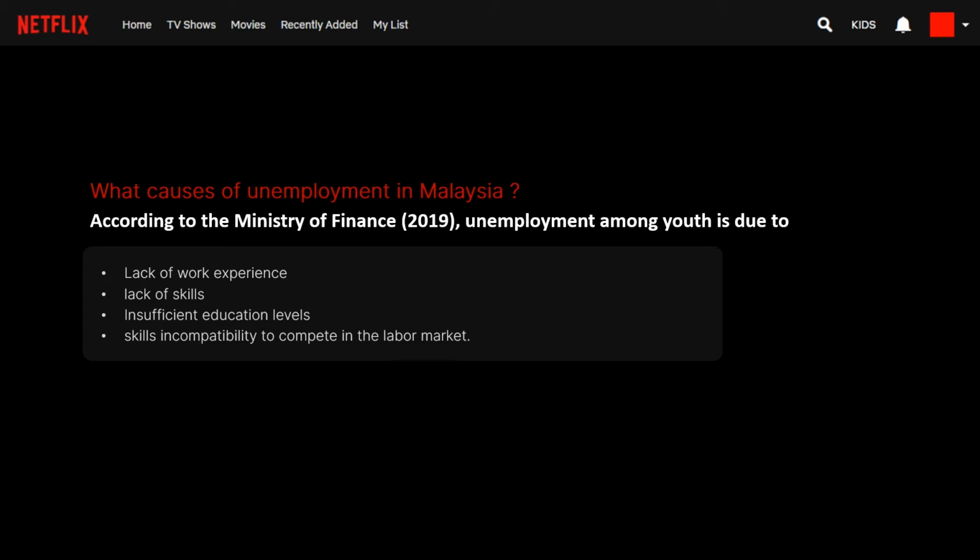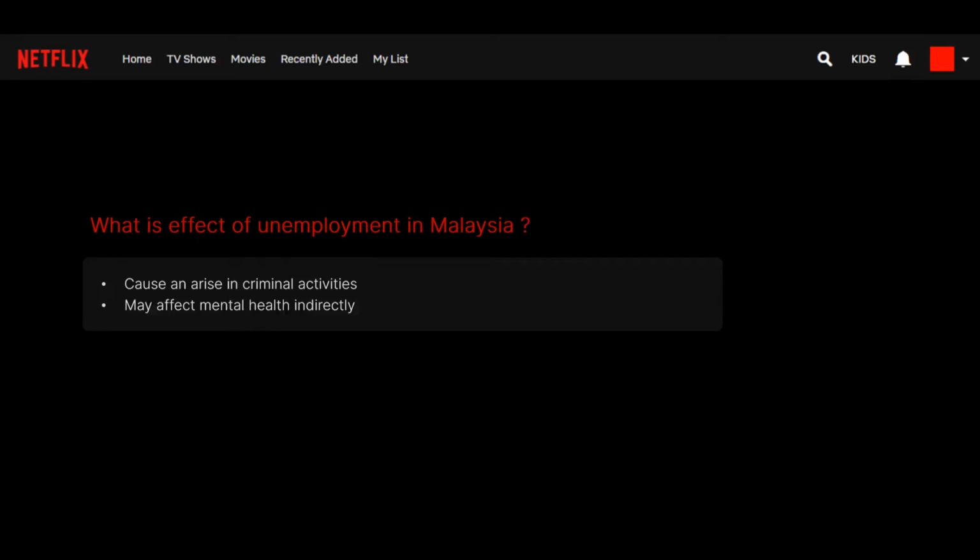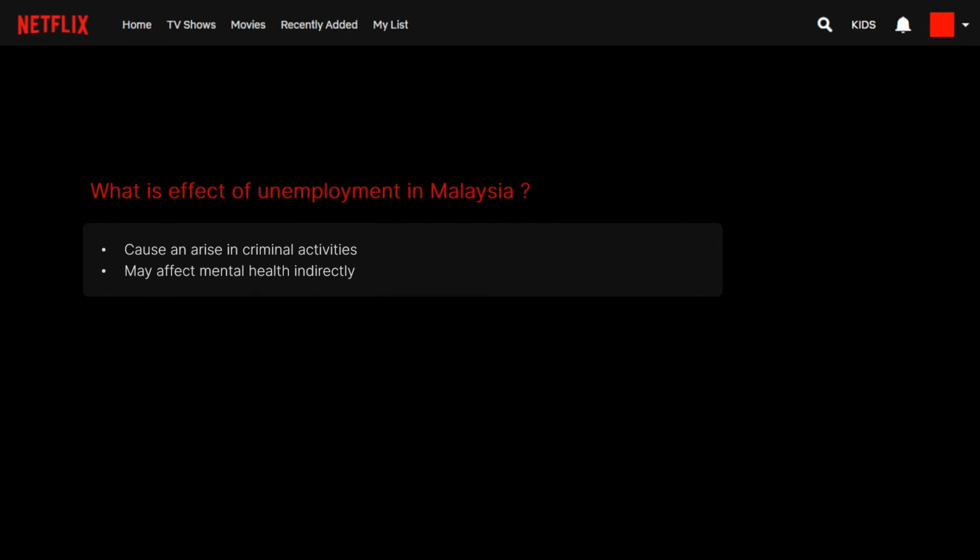What are the causes of unemployment in Malaysia? According to the Ministry of Finance, in 2019, unemployment among youth is due to lack of work experience, lack of skills, insufficient education levels, and skills incompatibility to compete in the labour market. What is the effect of unemployment in Malaysia? Unemployment causes a rise in criminal activities and may affect mental health indirectly.